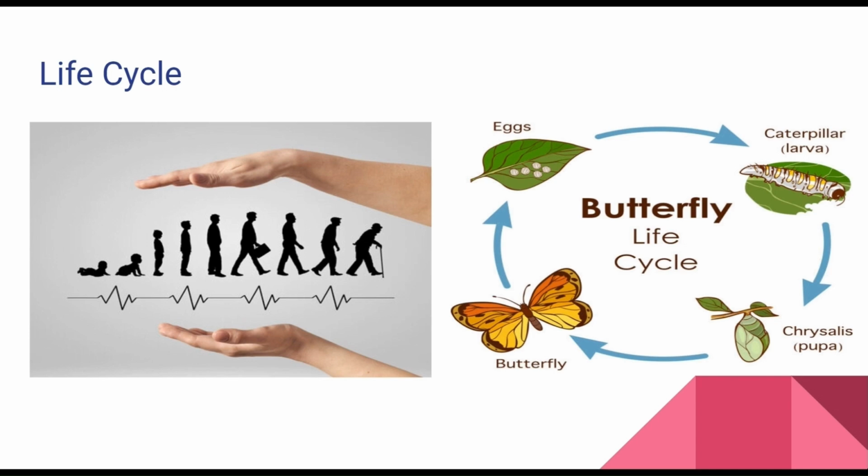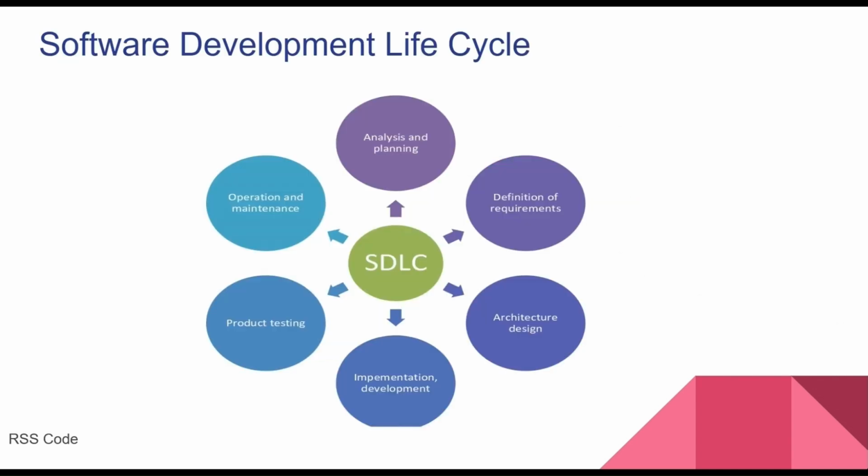In a similar way, in the environment, living and non-living things have life cycles. Similarly, in software development, we have the software development lifecycle. Let's see what it is. This picture represents the 6 phases involved in the software development lifecycle, in short, SDLC. The first stage is analysis and planning.